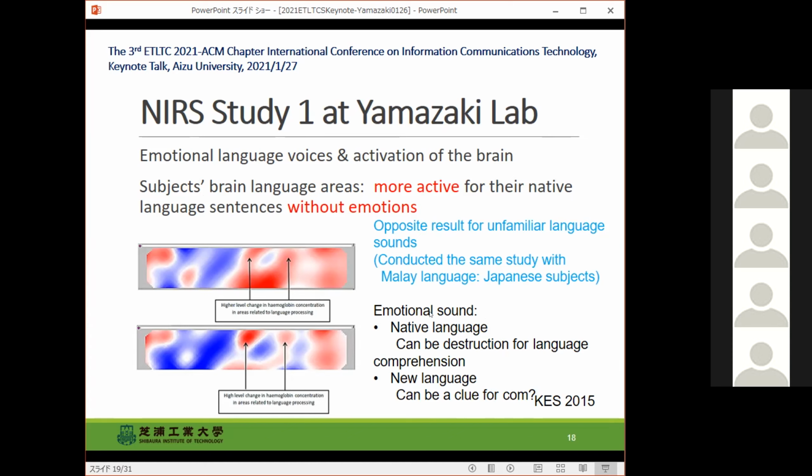But on the other hand, when we did the same experiment with the Malay language, we had the opposite result. So we assume that maybe too much emotion with language sound can lead to distraction from language comprehension. But when we listen to an unfamiliar language sound, we tend to use emotion as a clue for communication.